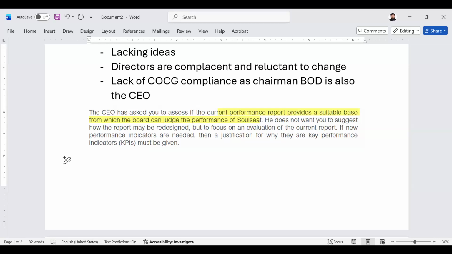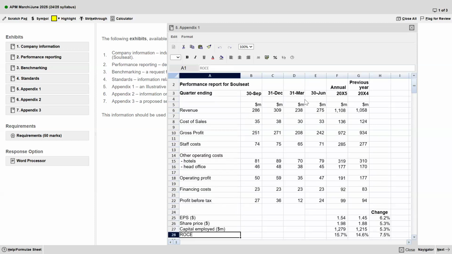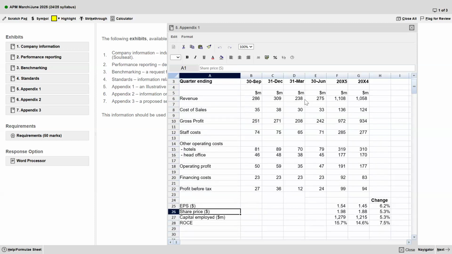Now see, appendix number one. Appendix number one gives you the performance report for the quarters ended 30th September, 31st December, 31st March, 30th June, and the 2005 full year and previous year. It gives you revenue, cost of sales, GP, staff costs, other operating costs, operating profit, finance costs, profit before tax. Then it gives you EPS, share price, capital employed, ROC.